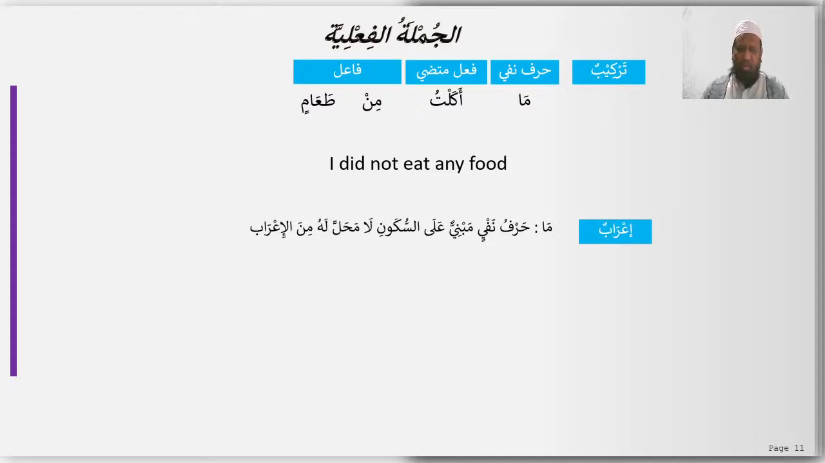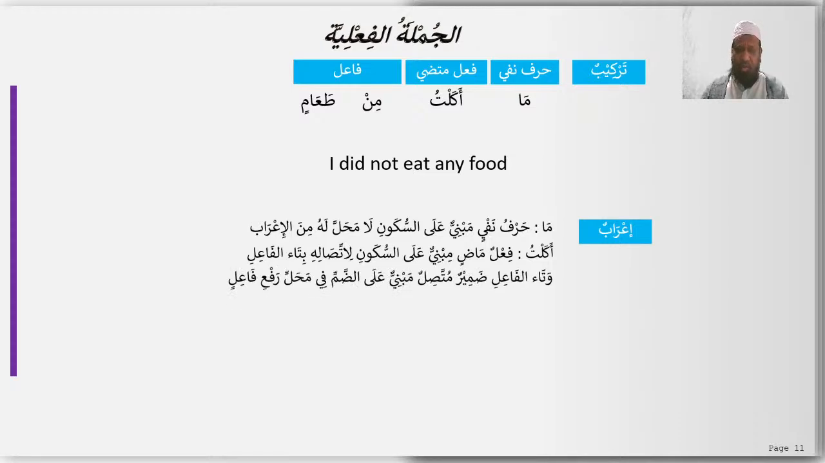So إعراب will be ما حرف نفي مبني على السكون لا محل له من الإعراب. أكلت فعل ماض مبني على السكون لاتصاله بتاء الفاعل، وتاء الفاعل ضمير متصل مبني على الضم في محل رفع فاعل. So in the past I think we did this i'rab or the pronouncing wrong. Okay, so this is how we pronounce it. It's في محل رفع فاعل, in the mahal of the rafa' of the fa'il.